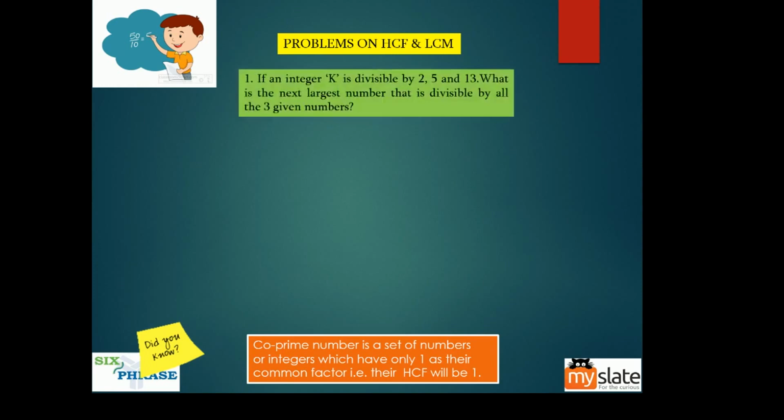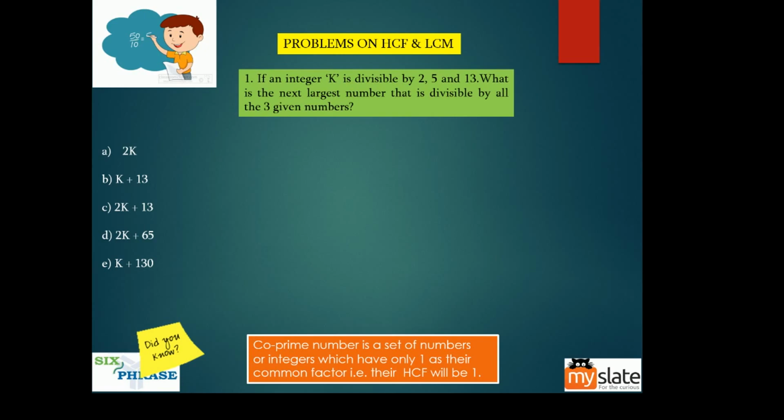Now is the time to put your understanding to test. Also have a look at this. Did you know? Very important. If an integer k is divisible by 2, 5 and 13, what is the next largest number that is divisible by all the three given numbers? These are the options. You can pause the video, try to solve it and then come back.